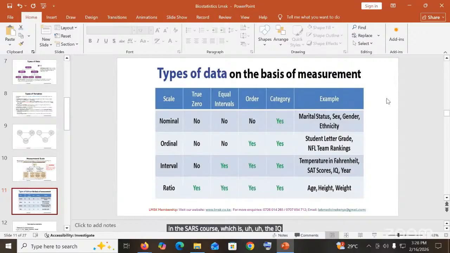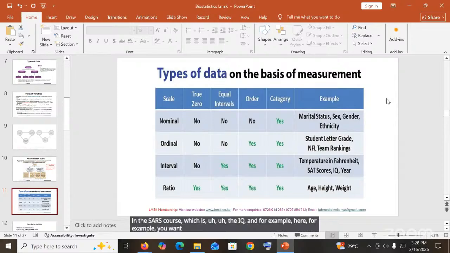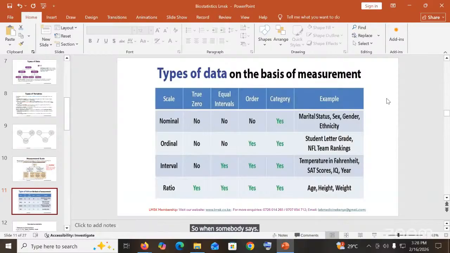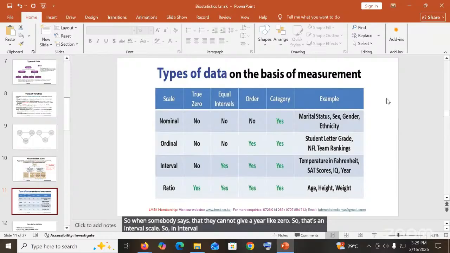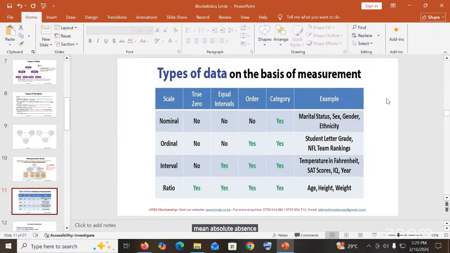And for example, year. For example, you want to get some data like which year were you born. Somebody says 2026, another one says 1993. You see? So when somebody says that, they cannot give a year like 0. So that's an interval scale. In interval scale, 2023 to 2033 and 2033 to 2043 have the same interval. So 0 here does not mean absolute absence of something. Then the ratio is like age, height, and weight.